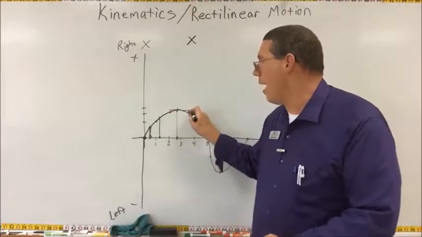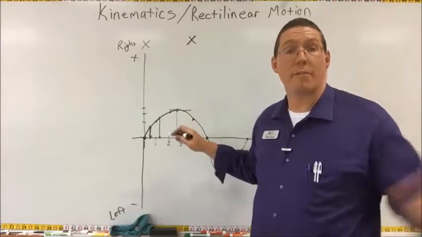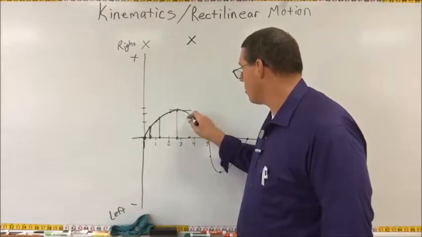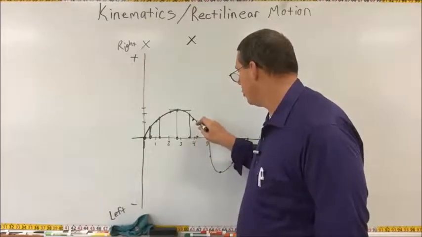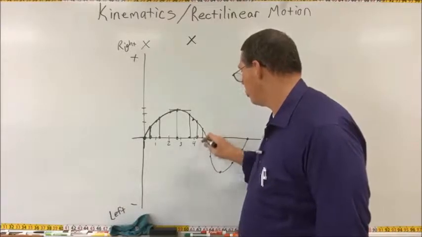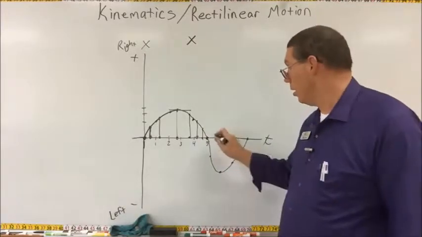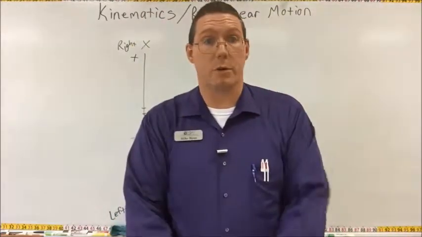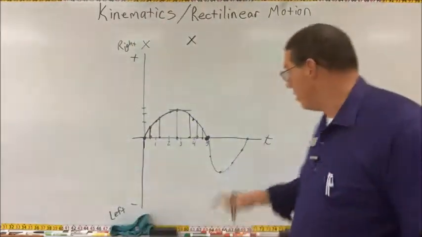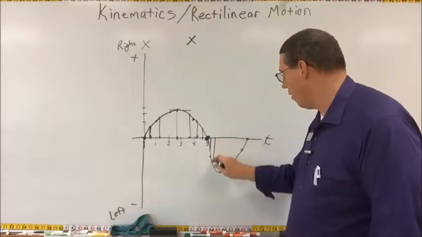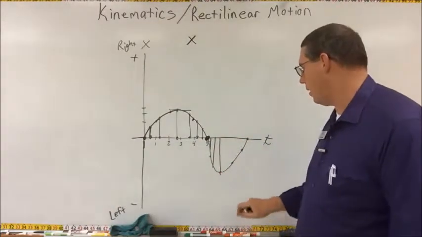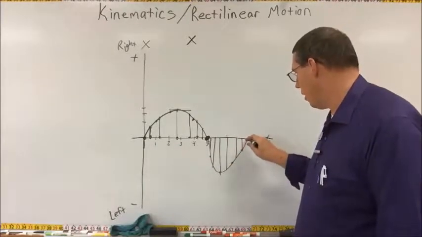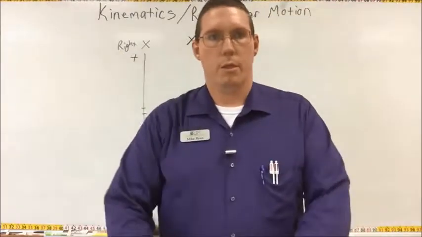It turns around, and in order to turn around, it has to stop and then turn around and come back. And now its distance is getting shorter and shorter until the distance away from the origin is 0 and it arrives back at the origin, then moves in the leftward direction, goes farther, farther, farther away, then turns around and gets closer, closer, closer, and then back to the origin.